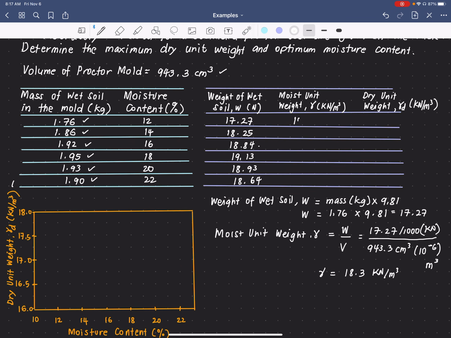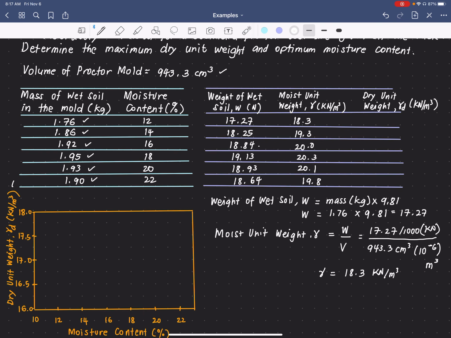So here we have 18.3. And if we do the same process for all the trials, we'll get like 19.3 here, 20.0, 20.3, then it becomes 20.1, and then 19.8. So we'll just do the same process.